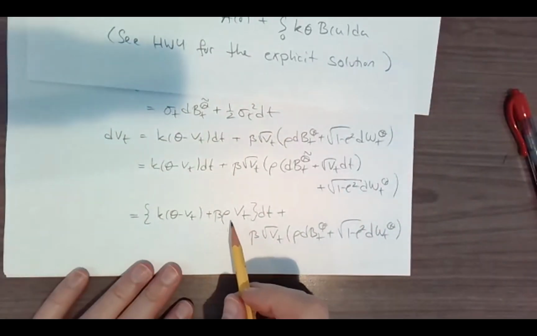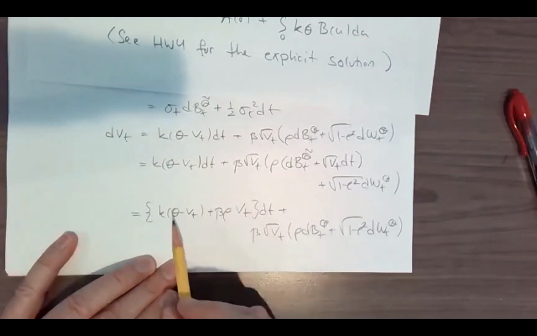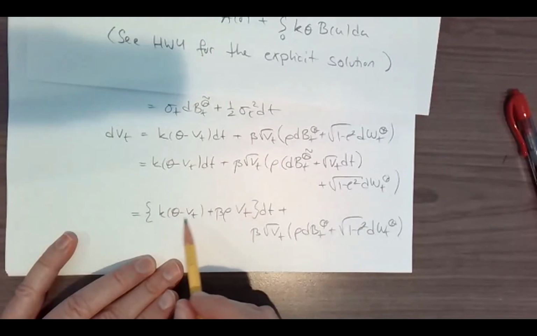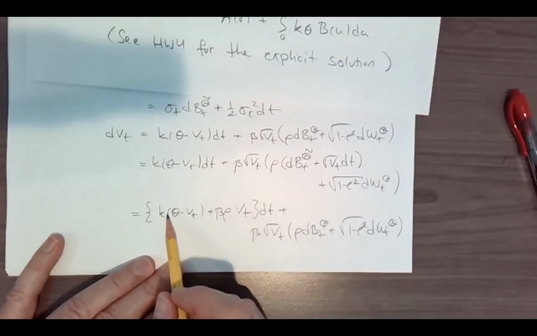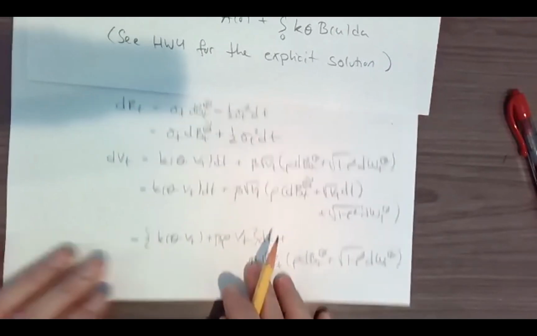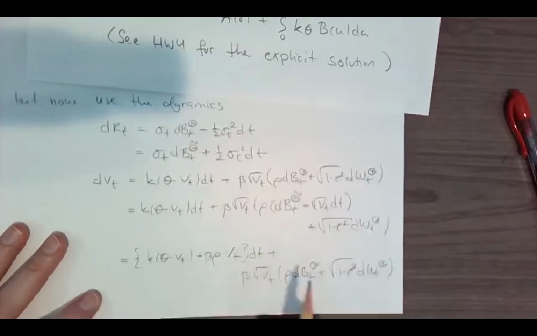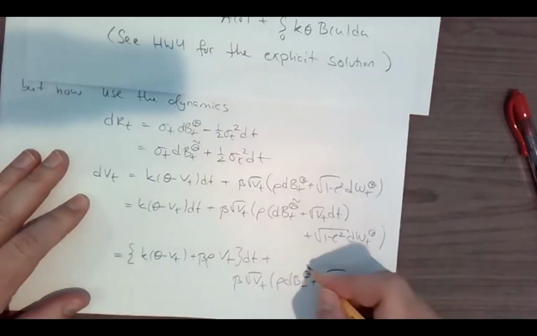So you see, there's just going to be a little change in the drift. Instead of having the drift just be kappa (theta minus V), there's going to be this beta rho in here. But again, it's going to be linear. The drift is again going to be linear in V. And the volatility is going to have the same form as before. Now these ones here are tildes.